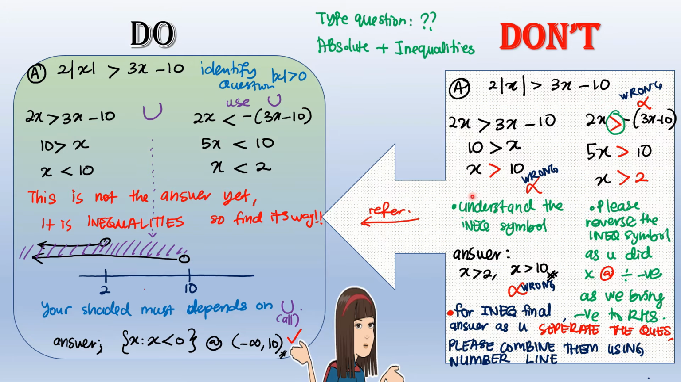Please understand the inequality symbol. Please reverse the inequality symbol as you do when you multiply or divide by a negative, as we bring the negative to the right hand side. So here your answer is wrong. If you just take that answer, it's totally wrong. Even the value is also wrong. So for the final answer of inequalities, you must separate the equation, then combine them using the number line.